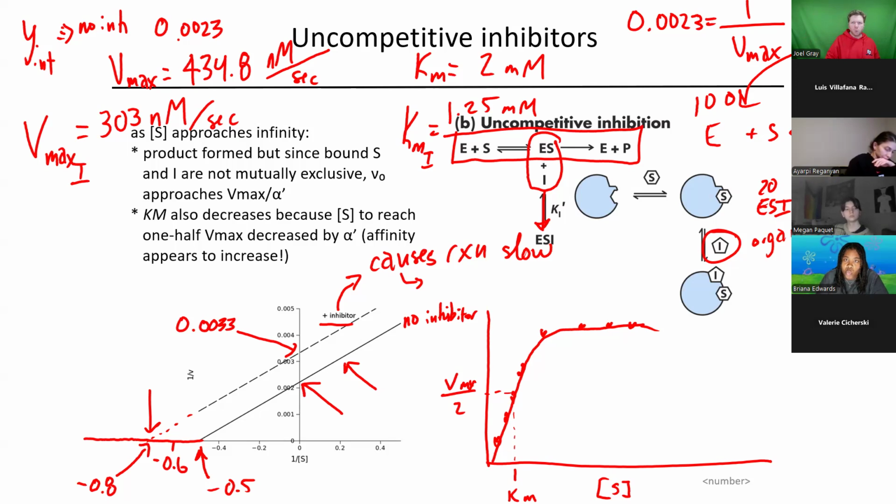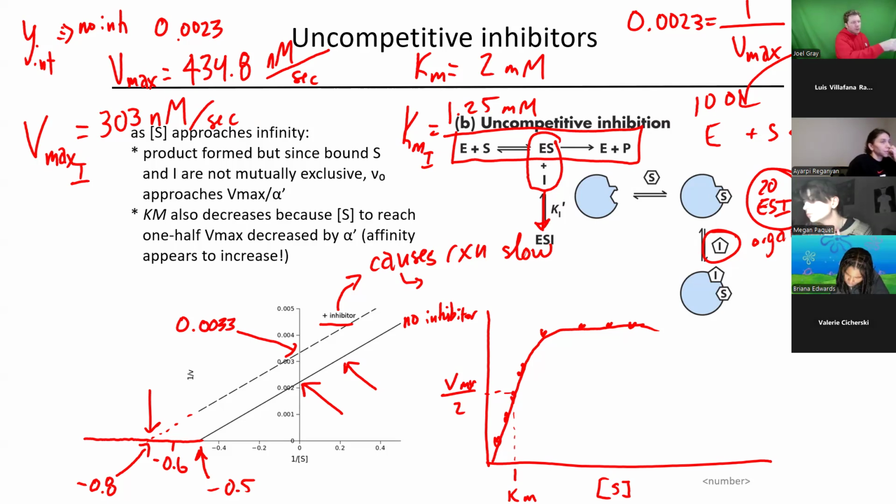But what about the other 20? Well, they are secluded as this ESI complex. They're basically compartmentalized off. They are not going to be able to catalyze that reaction again. So what an uncompetitive inhibitor does is it dilutes your enzyme concentration, which is why our Km goes down and our affinity for the substrate seemingly goes up.